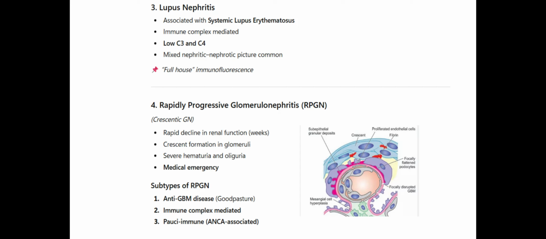Patients often present with severe hematuria, proteinuria, rapidly rising serum creatinine, and hypertension. Early diagnosis and aggressive immunosuppressive therapy are crucial to prevent irreversible renal failure.